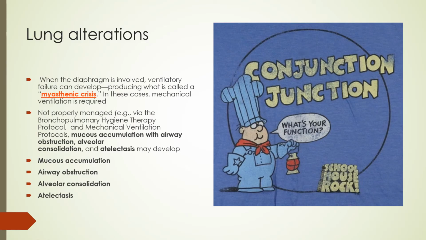All right, alterations. Obviously, when the diaphragm is involved, and not all cases involve the diaphragm, but when it is involved, you can develop what's called a myasthenic crisis, right? This is where you might have to put them on assisted ventilation, like mechanical ventilation, right? So if their diaphragm can no longer perform the primary function of breathing, it's weak, then we might need to put them on mechanical ventilation. That's just to help that muscle recover and recuperate until they're done with this.